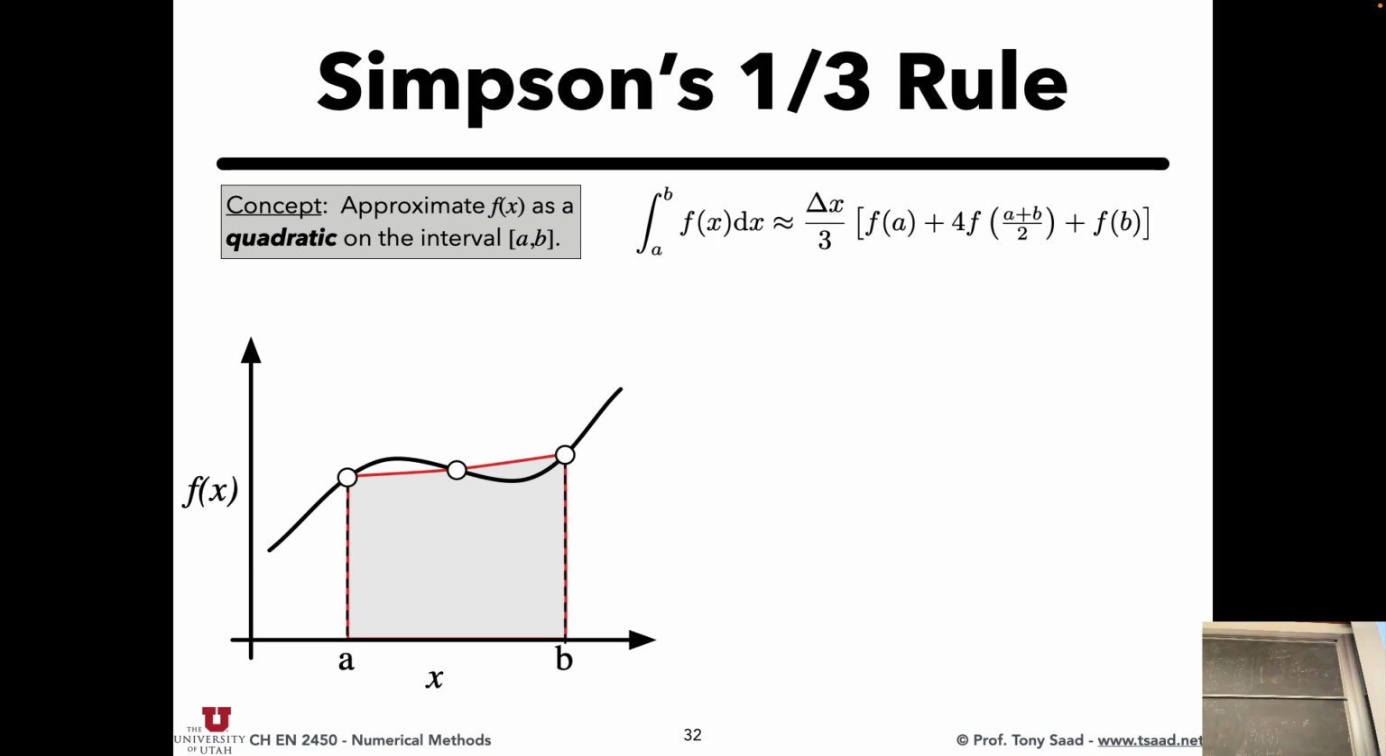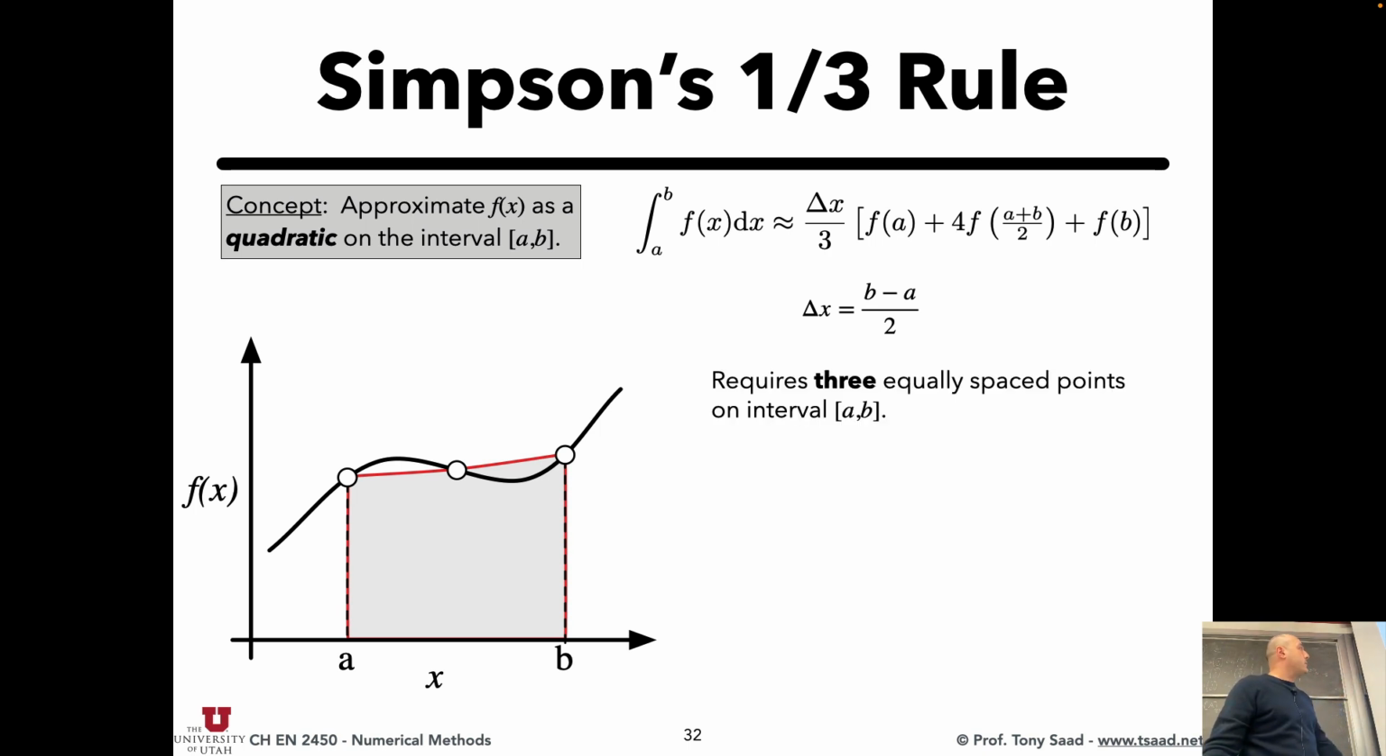Now, what is delta x? It's the spacing between a plus b over 2, and b. Okay, it's the spacing between those points, okay? So it's b minus a over 2. That's the segment. F of a is f of a, f of b is f of b, and f of a plus b over 2 is this guy.